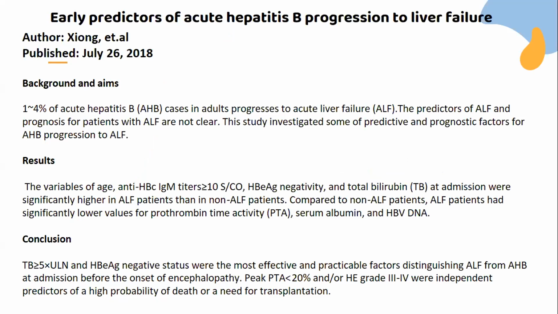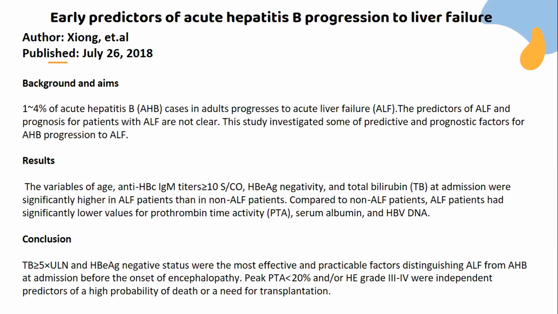So for the journal, Early Predictors of Acute Hepatitis B Progression to Liver Failure, the author is Xiong et al., published July 26, 2018. For the background and aims, 1 to 4% of acute hepatitis B cases in adults progress to acute liver failure. The predictors of ALF and prognosis for patients with ALF are not clear. So this study investigated some of the predictive and prognostic factors for AHB progression to ALF.